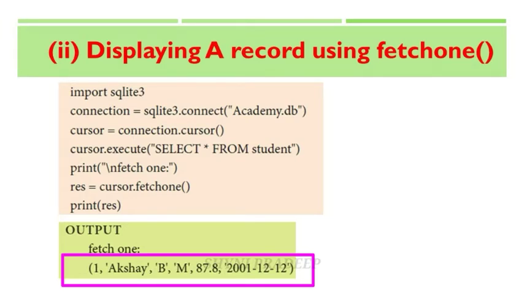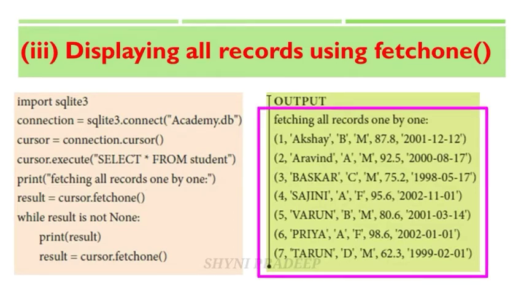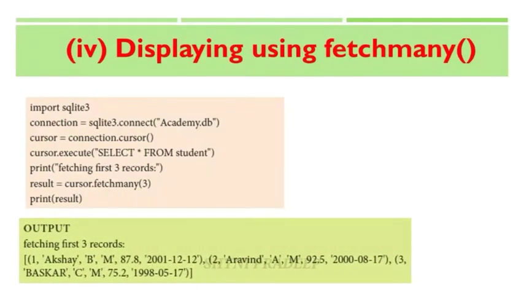Next, displaying all records using the fetchone method. Here, using a while loop and the fetchone method, we can display all the records from the table. All the records will be displayed one after another like this. See this output.